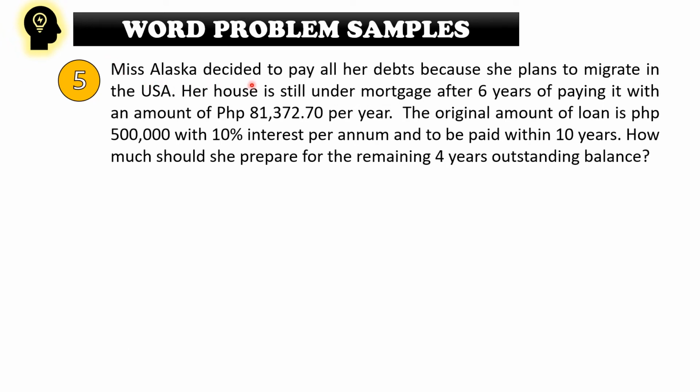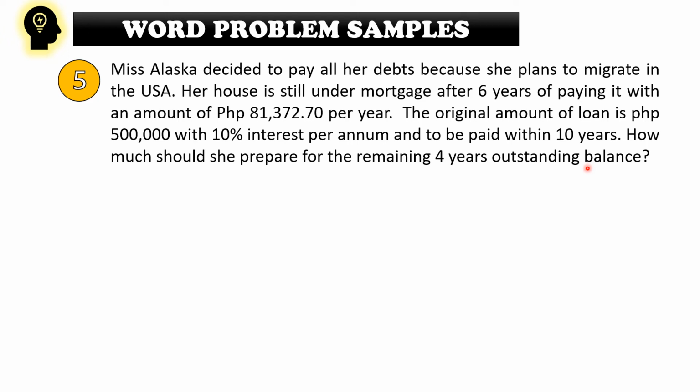Miss Alaska decided to pay all her debts because she plans to migrate to the USA. Her house is still under mortgage after 6 years of paying it with an amount of 81,372 pesos and 70 centavos per year. The original amount of loan is 500,000 pesos with 10% interest per annum, or per year, and to be paid within 10 years. How much should she prepare for the remaining 4 years outstanding balance?